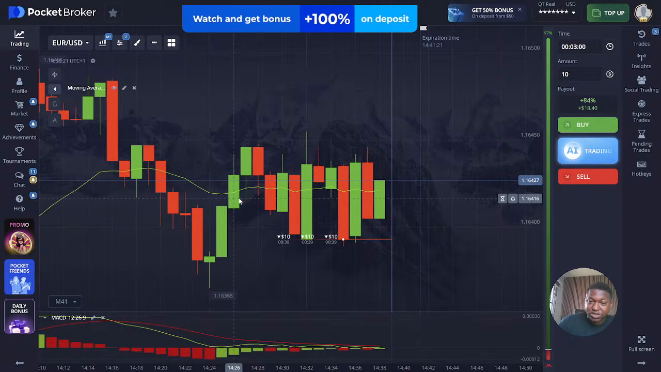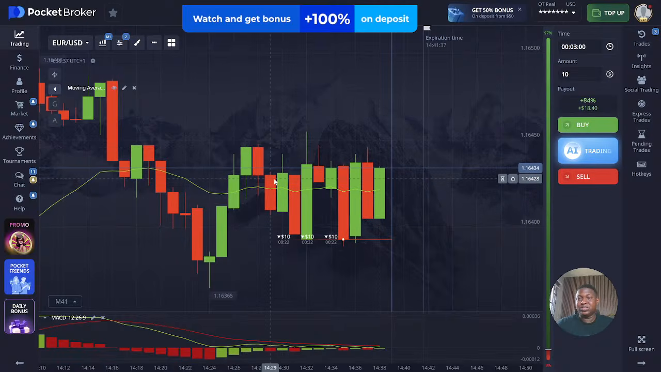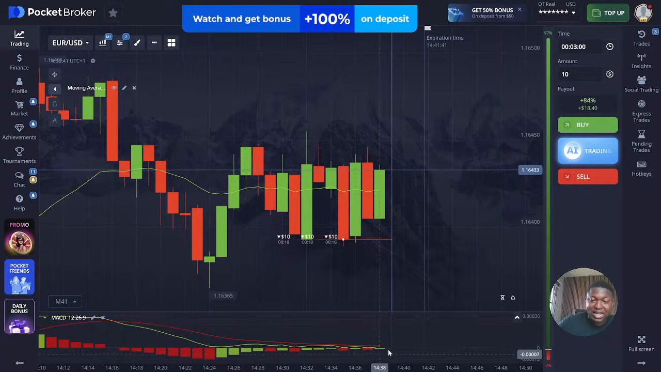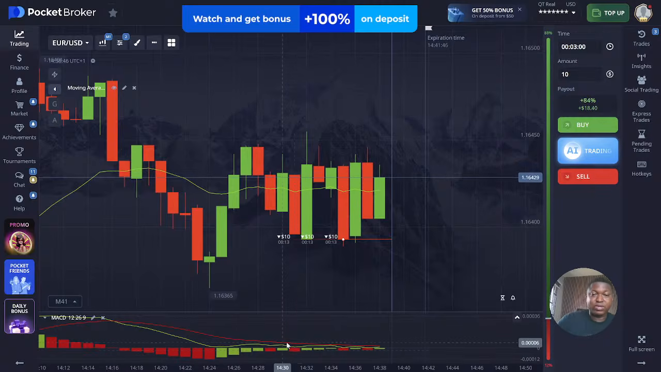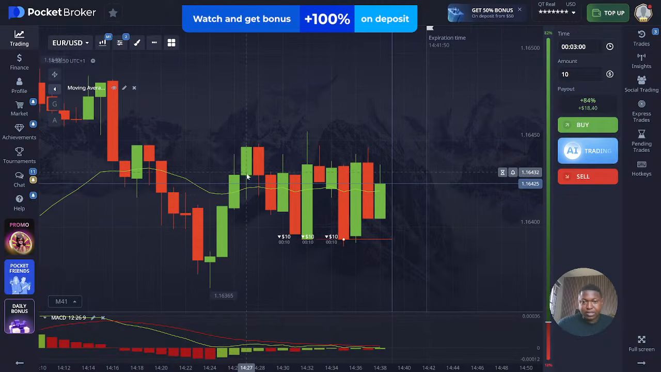If we lose this trade, it is because of this indecisiveness. You should not trade when the market is in a state of indecisiveness or in a sideways state. Look at it: up, down, up, down, just going erratically. You can see that the MACD bars are very tiny, which means there's weak momentum. So let's see if we're going to win this trade.